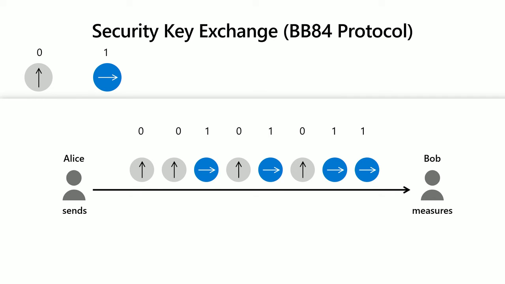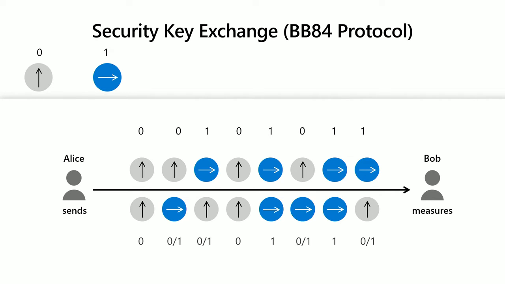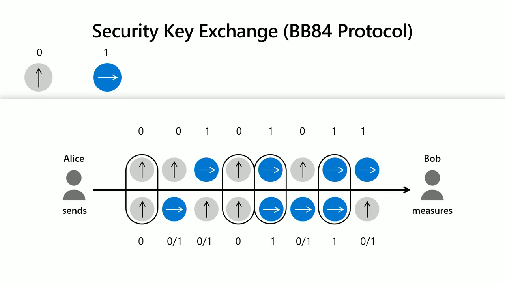So you do your measurements, or Bob does. Bob picks a random set of bases, vertical or horizontal, and measures. If Bob picked the same basis as Alice, Bob is going to get the same value that Alice transmitted. If Bob picked a different one, then Bob's going to get a different answer, and we don't know exactly what answer Bob's going to get. It's going to be 50-50, like I said.